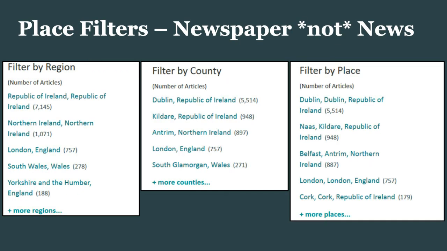Now, a note on our place filters on the British Newspaper Archive. These are specific to where the newspaper was published and are not internal to where the news was being reported from. This is an important point to keep in mind. As I say, I don't always encourage narrowing by place, but sometimes it can be useful. However, you are searching by where the newspaper was published, not by where the event took place. So when you search by London, England, you will still get news from all over the country.